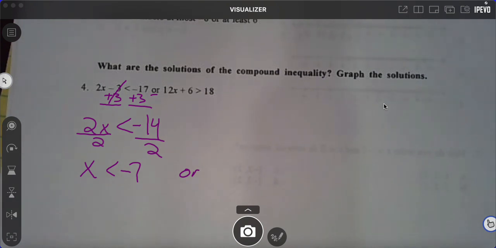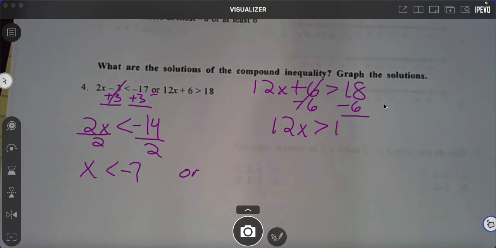So on this other one, what am I going to do to solve it? I'll rewrite it so I have a little more room. 12x plus 6 is greater than 18. How do I solve that? -6. -6. So 12x is greater than 12. Then what do I do? Divide by 12. Very good. And it was positive, so I'll leave it alone. X is greater than 1. Alright. And now, that's my answer, but then it wants me to what?